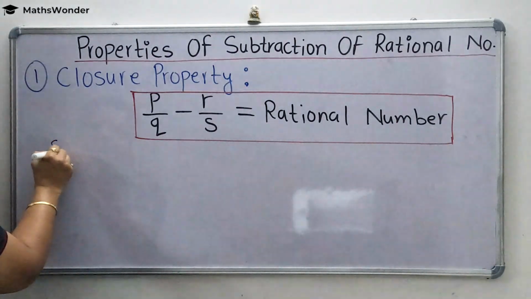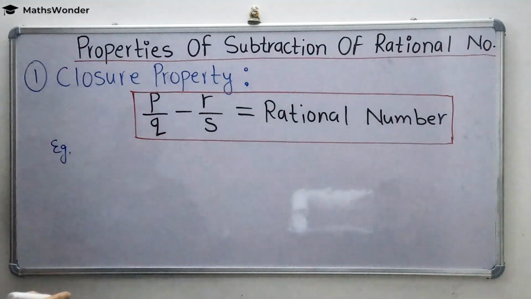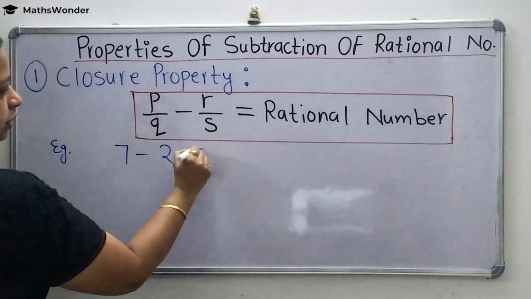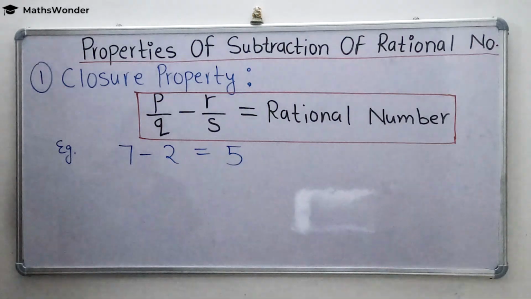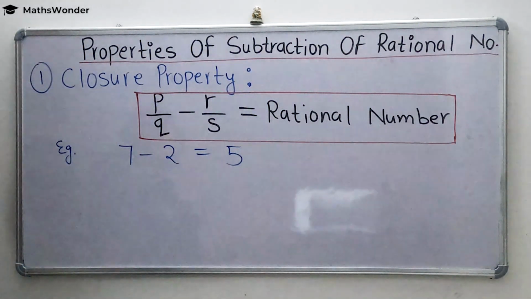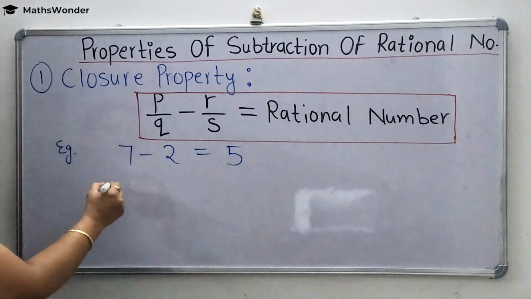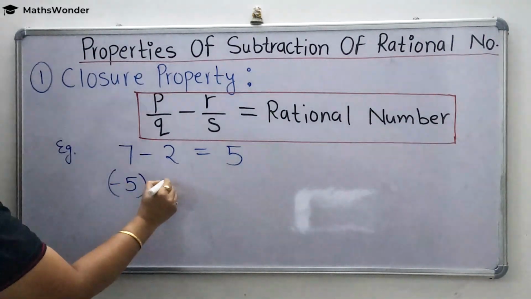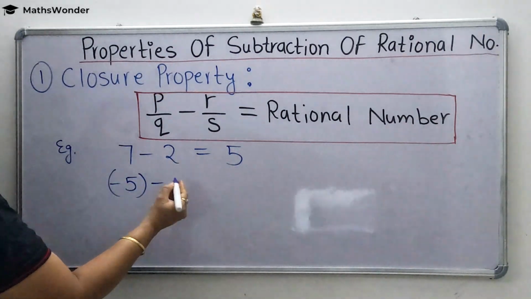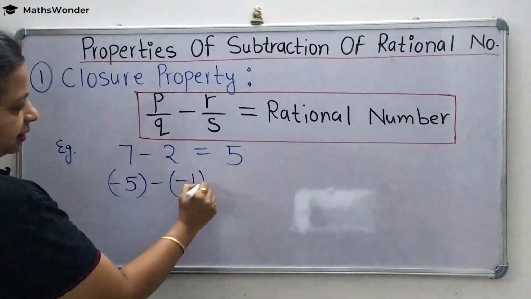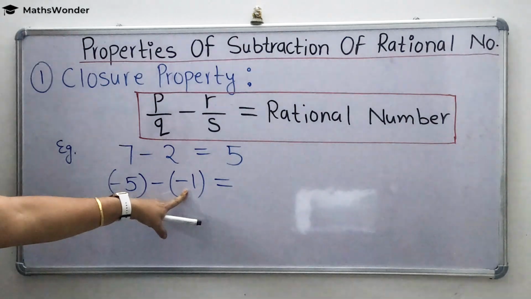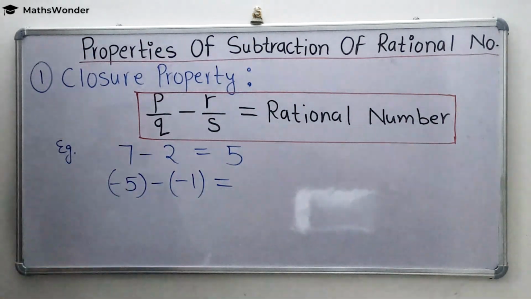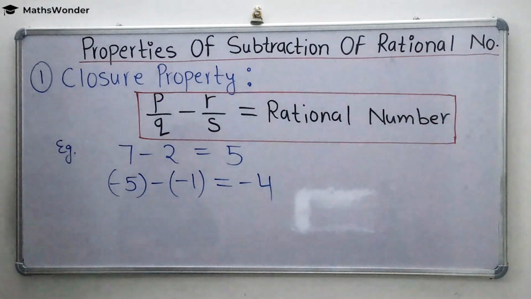Now the first example, with natural numbers: suppose 7 minus 2. Both are natural numbers. When you do the normal subtraction, you will get 5. Second, if we take integers, negative 5 minus suppose negative 1. When you solve this, negative becomes positive, so negative 5 plus 1 will be negative 4. Now this is the integer subtraction.